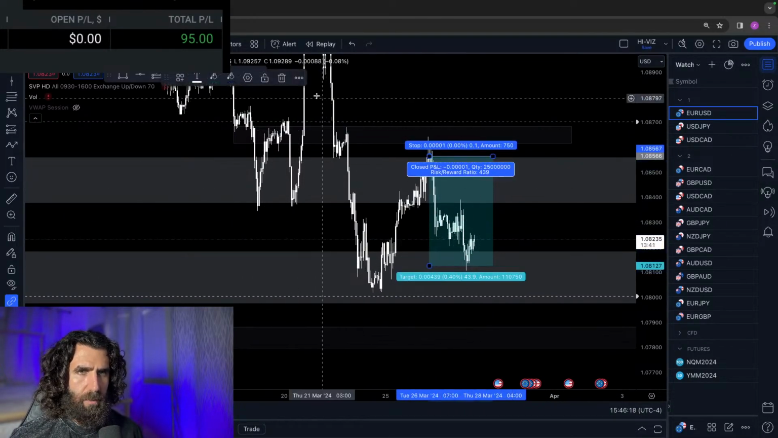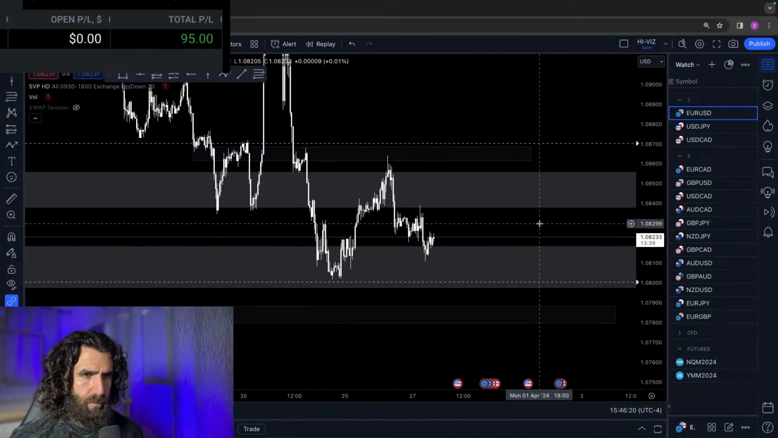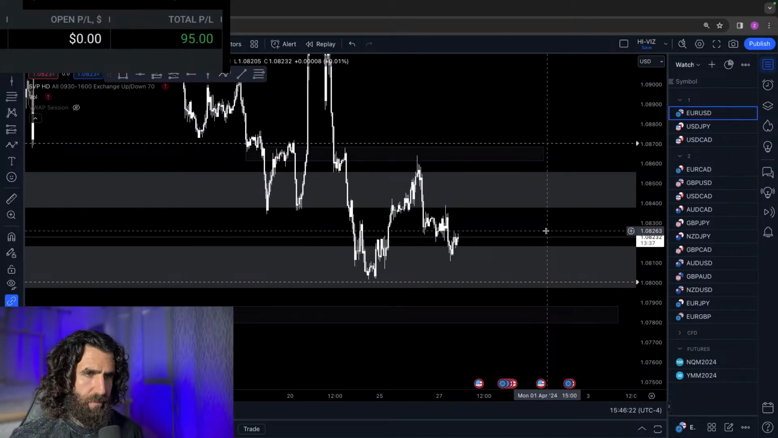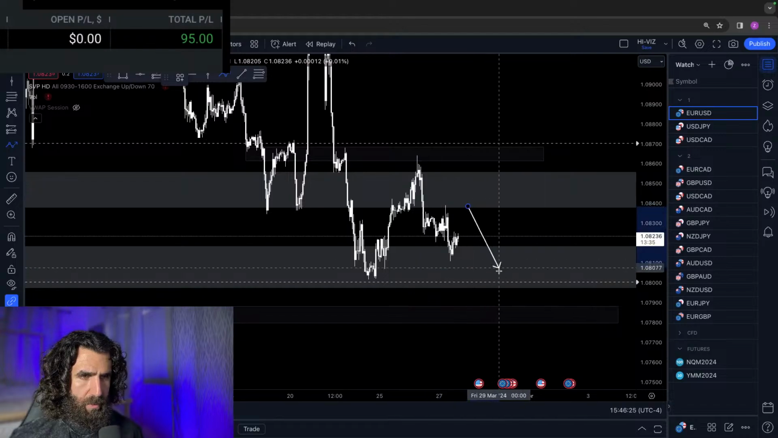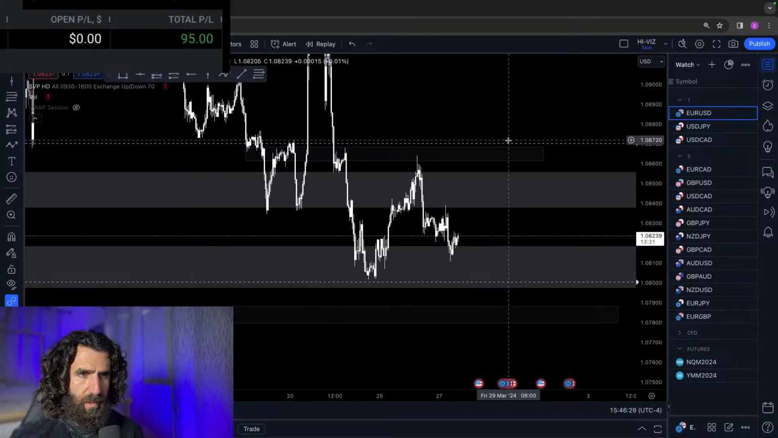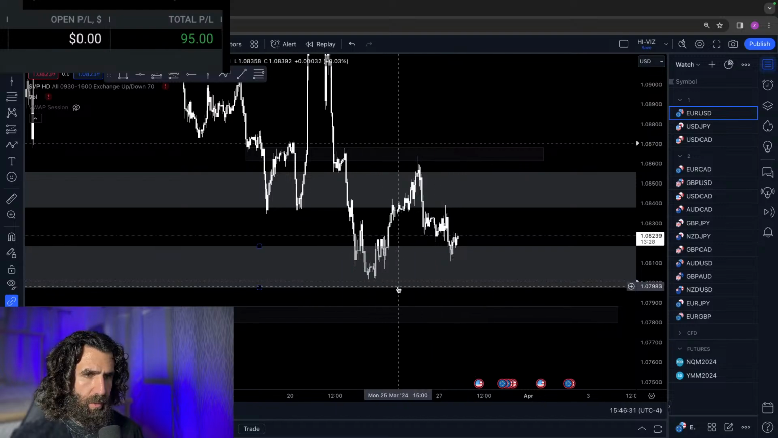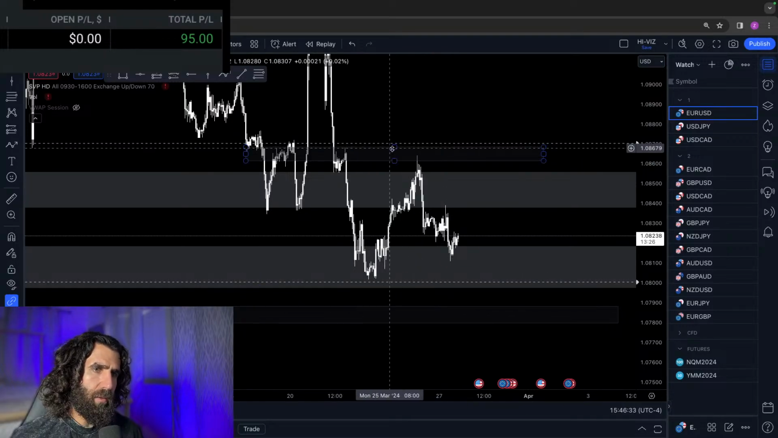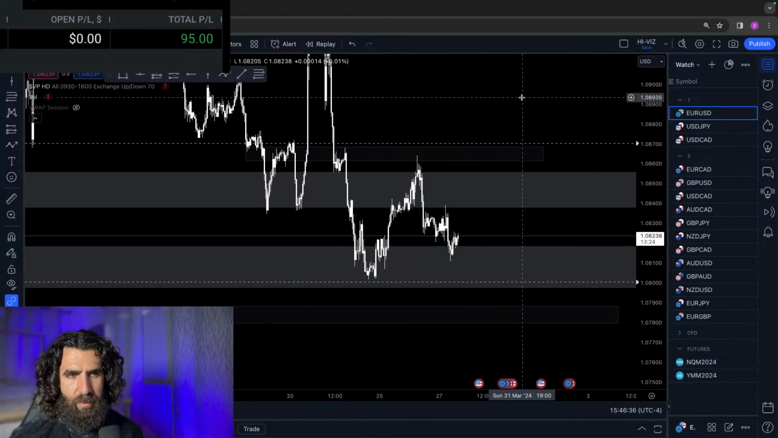I'm going to get rid of this position tool now. This still may move down further. I think it's more likely to come down and break this low over here before it does anything else. I'm going to wait for that. I got my alert set below these lows. I got alerts set above these highs in case it comes back up.